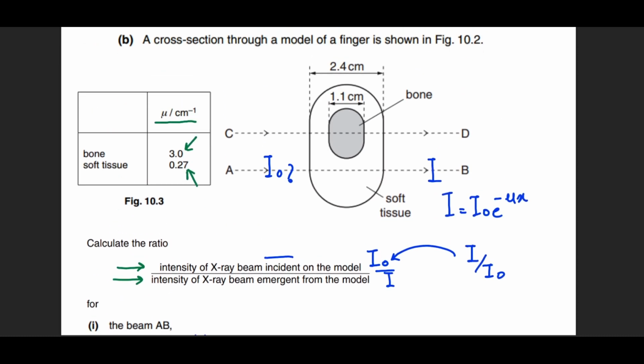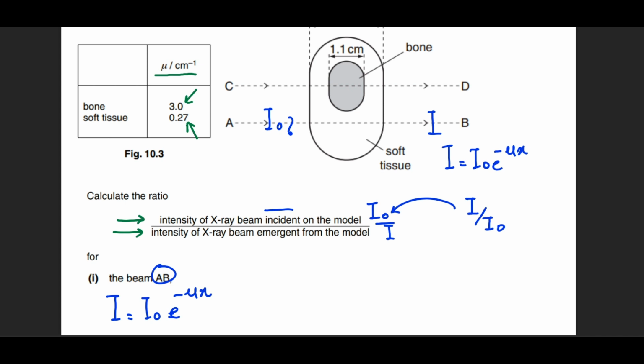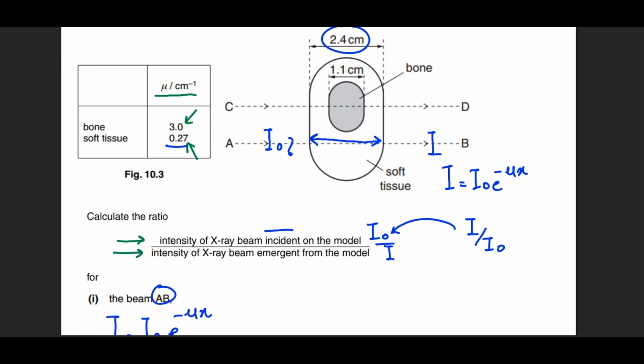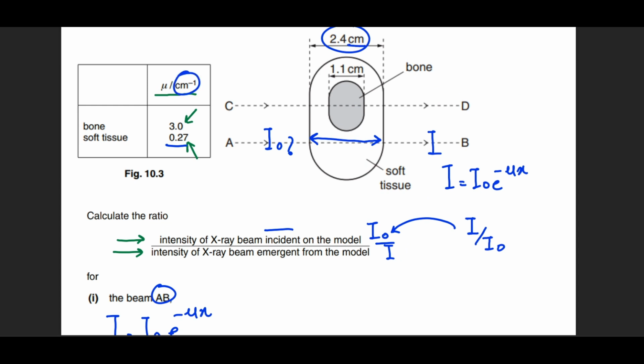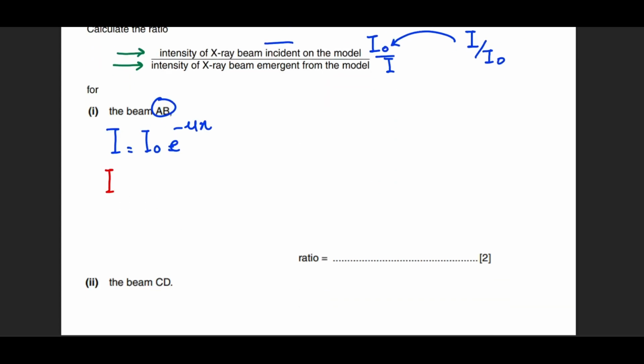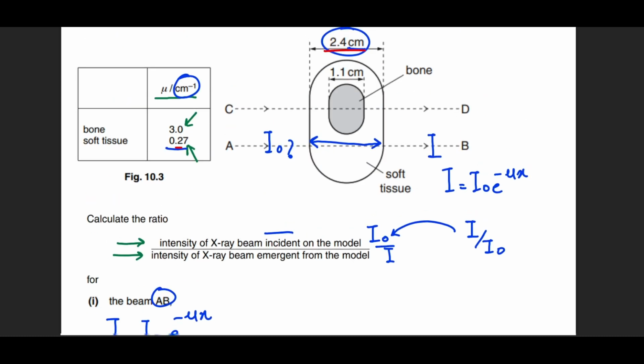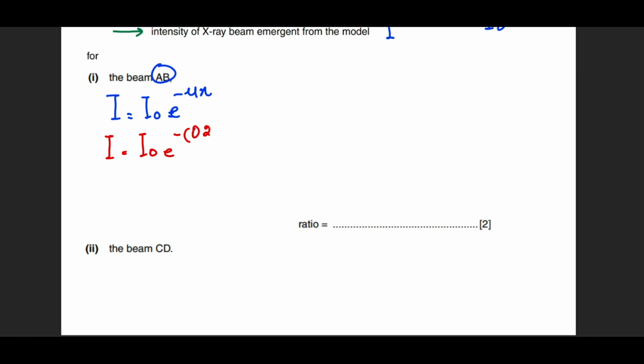Now, first we have to go through A to B. He's asking us for A to B. The thickness of the tissue is already given to you as 2.4 centimeters, okay? And the attenuation coefficient is 0.27. Also notice that this is per centimeter, and this is also centimeter, so no need to do any conversion. So this is going to look something like this: I equals I naught e raised to power minus 2.4, yes, this is 2.4 and 0.27. So 0.27 multiplied by 2.4. Please be advised, no need to convert because both are in centimeters.